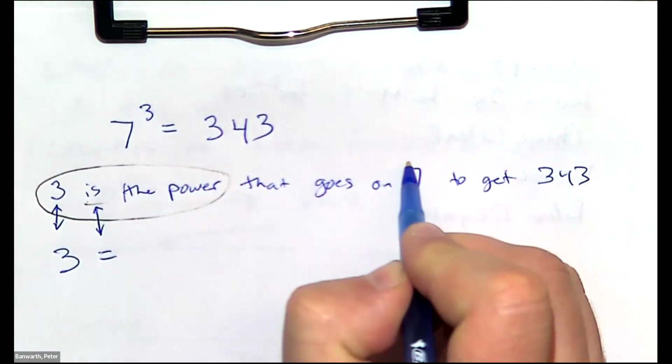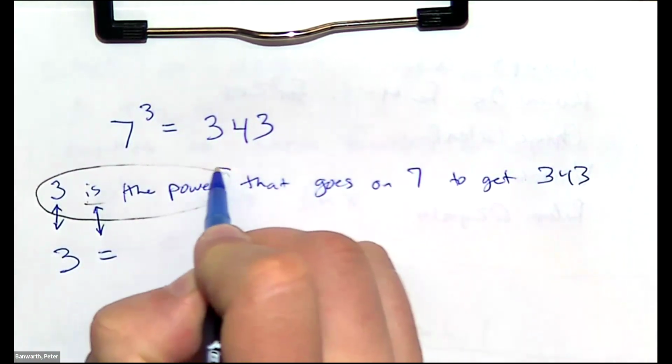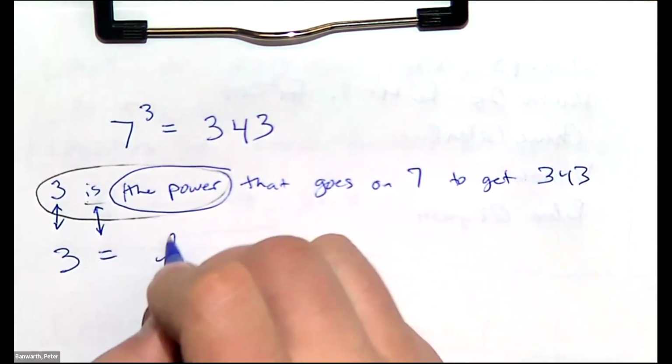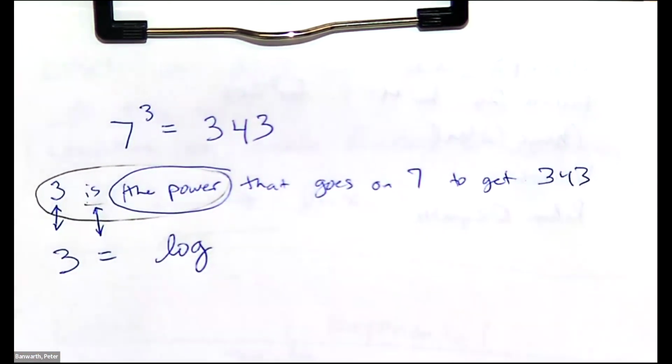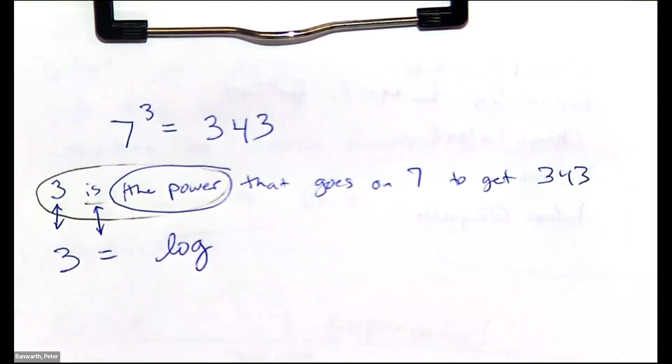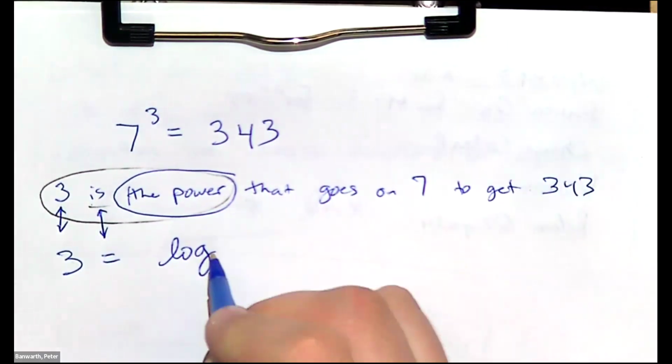The power that goes on, the power, this is the word log. So if you want to think about a log, it's a power. It's a power that goes on a number. Why do we call it log instead of POW? I don't know. Probably German. Nothing wrong with that. It would be a lot easier to remember if we literally called it POW, but we don't. It goes on 7.